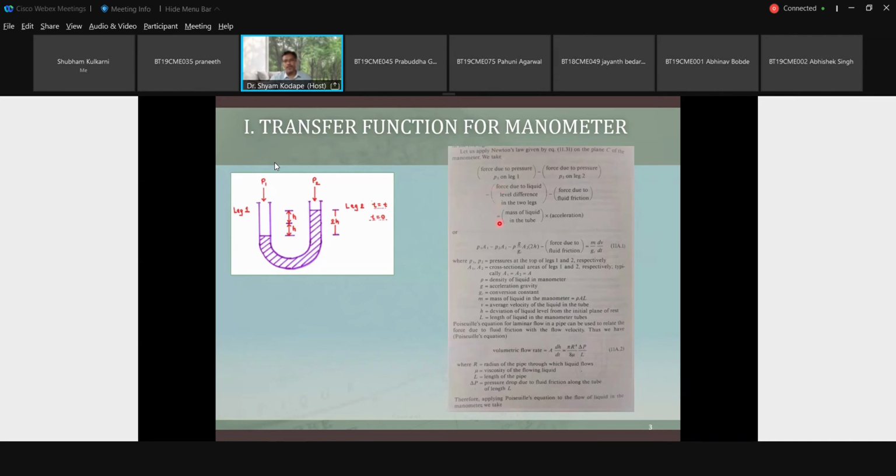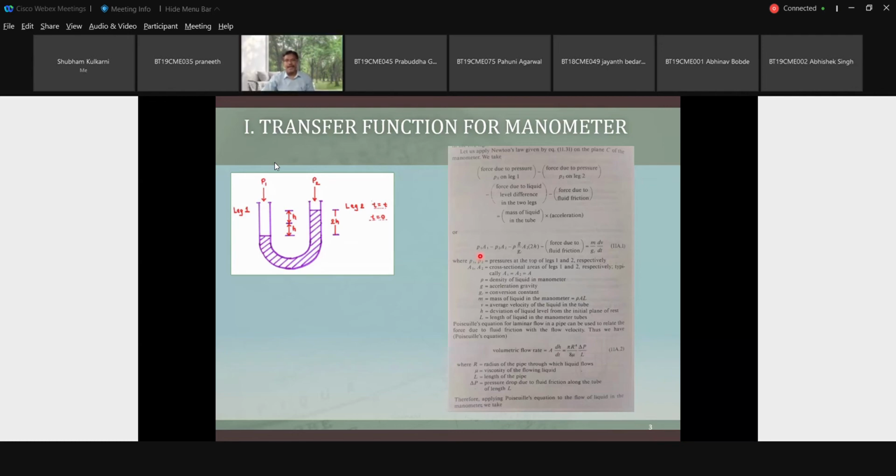Now compare it with the product of mass into acceleration: the mass of liquid in the tube into acceleration. Okay. Now let's quantify it and replace these by our parameters. So the force due to pressure P1 on leg 1 we will represent by P1 acting on the cross-sectional area A1. What is force? Force is equal to pressure into area.